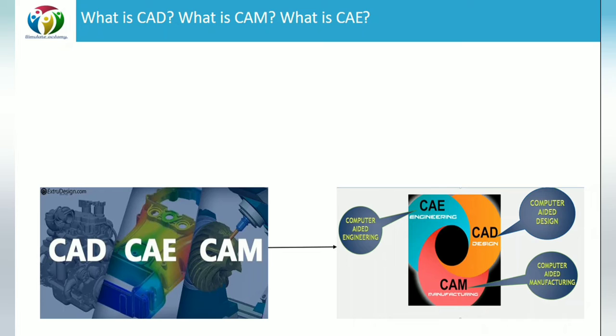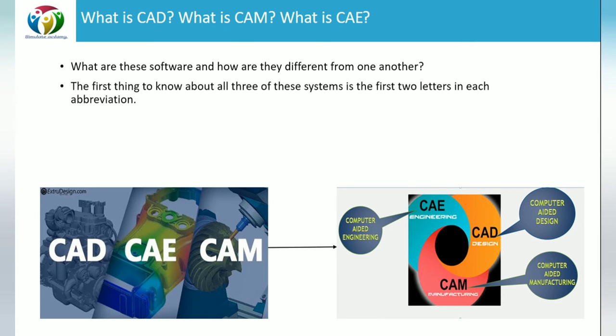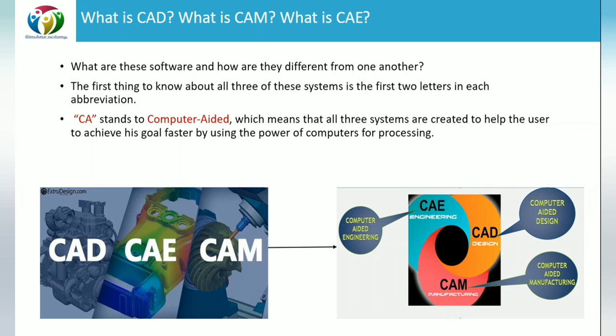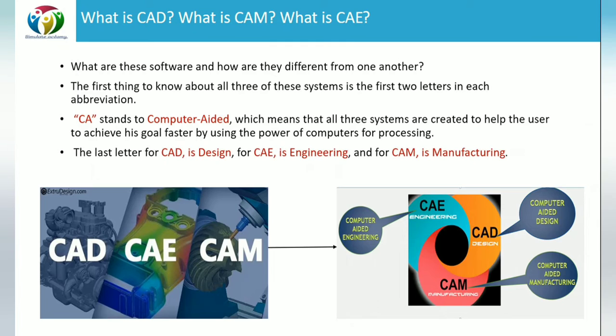So now, our last topic is what is CAD, what is CAM, and what is CAE. What are these software and how are they different from one another? The first thing to know about all these three systems is the first two letters in each abbreviation. CA stands for computer aided, which means that all three systems are created to help the user achieve his goal faster by using the power of computers for processing. The last letter for CAD is design, for CAE is engineering, and for CAM is manufacturing. These are engineering and manufacturing software programs.